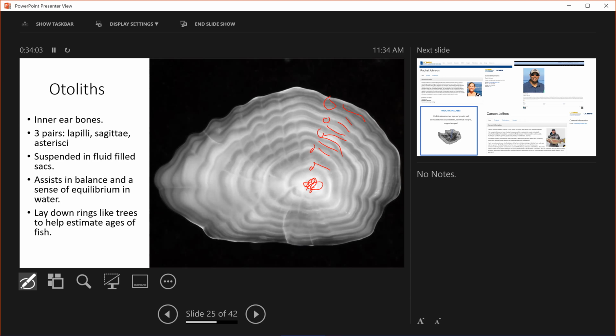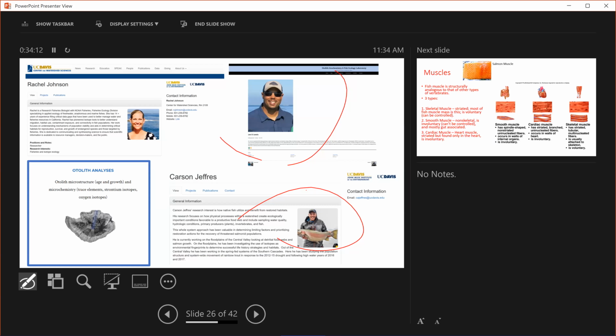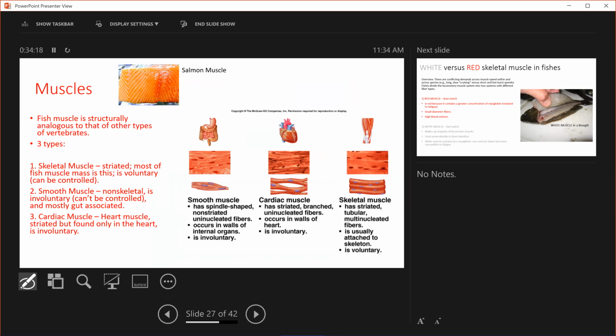They do a lot of other stuff with this. They see how much time they spend on floodplains, how much time they spend in the river while they're coming downstream. And Carson Jeffries is going to come talk to us in a few weeks about his work on floodplains. It's very interesting stuff. So that's skeletal structure in a heartbeat.